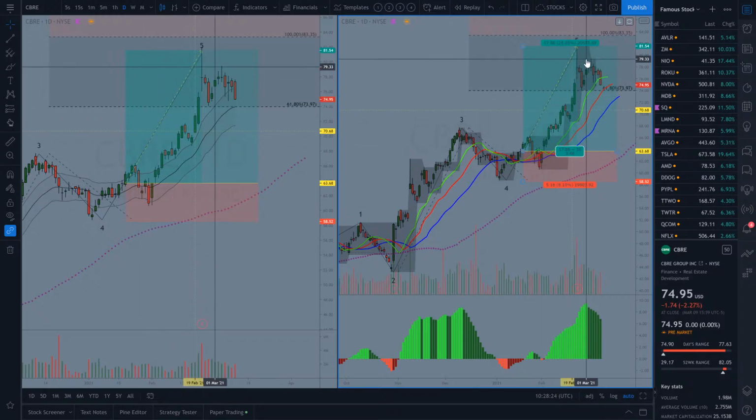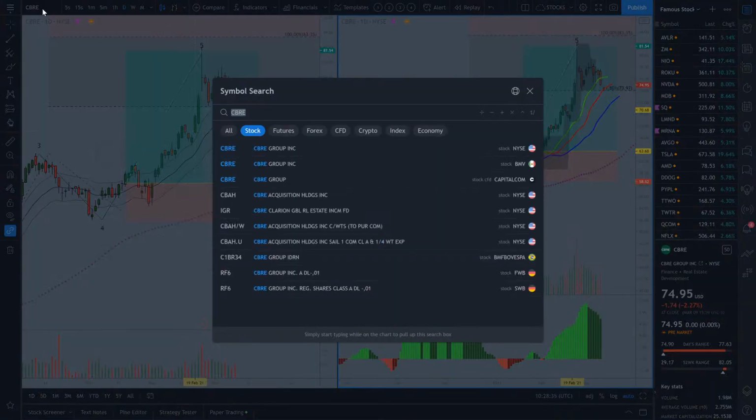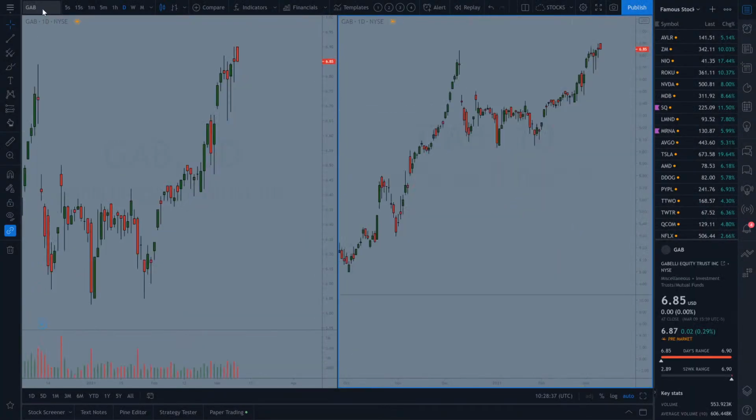If it works, it is going to go up. It's going to turn. It's going to give you that new wave five, or that five is going to turn into a three. Like in CBRE, it's kind of turning into a three, and same thing with EAB.